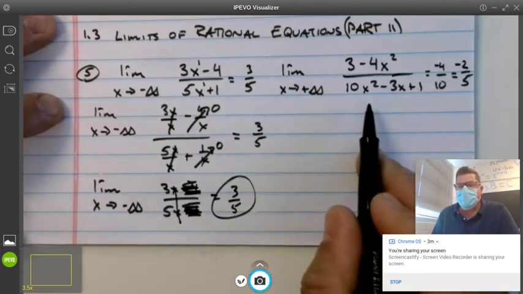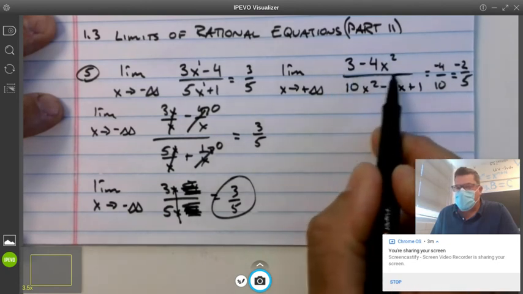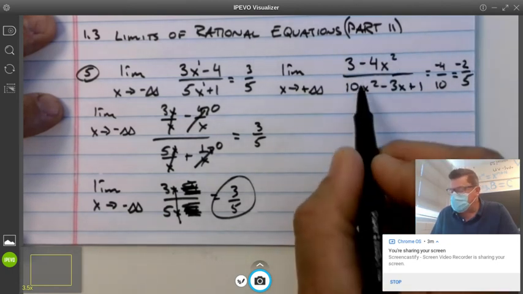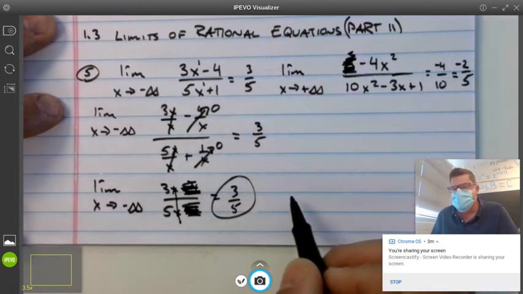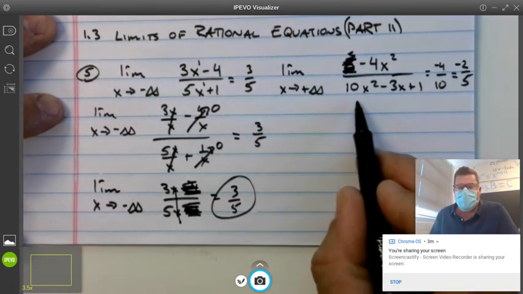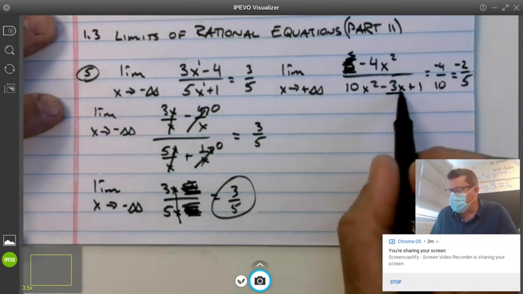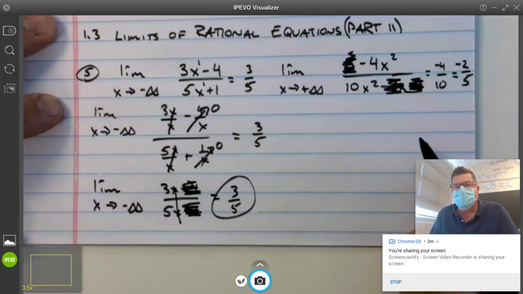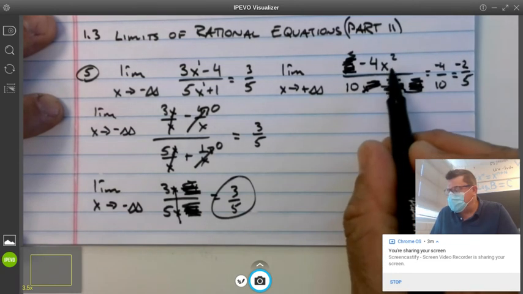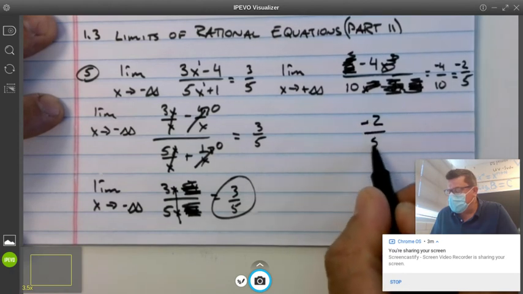Let's use the Smith method on this one. If the top is a polynomial and only behaves like the highest power of x, it's only going to behave like that -4x. The bottom is only going to behave like that 10x squared. Those others are inconsequential. The x squareds cancel, and you're left with -2/5.